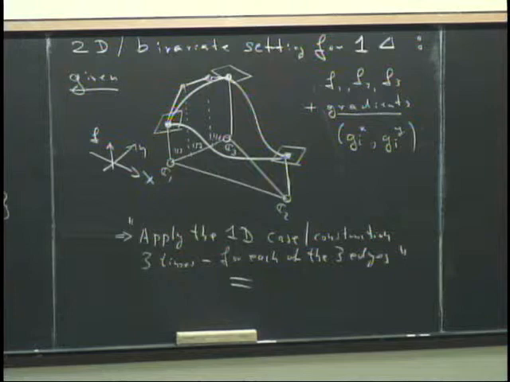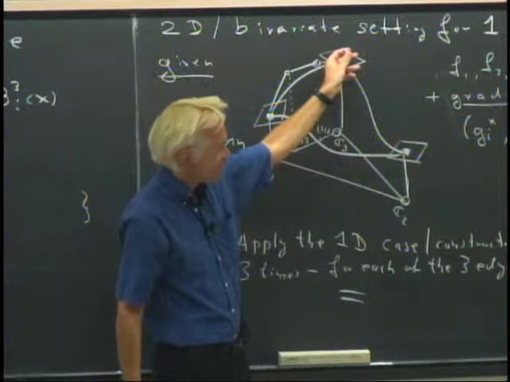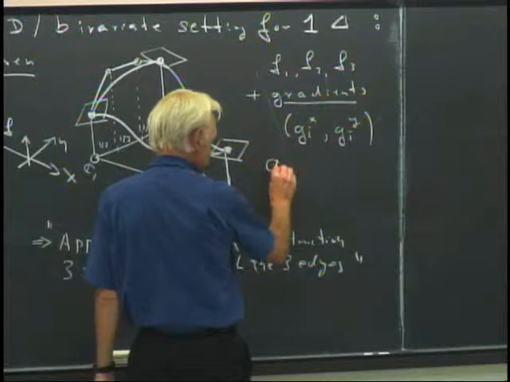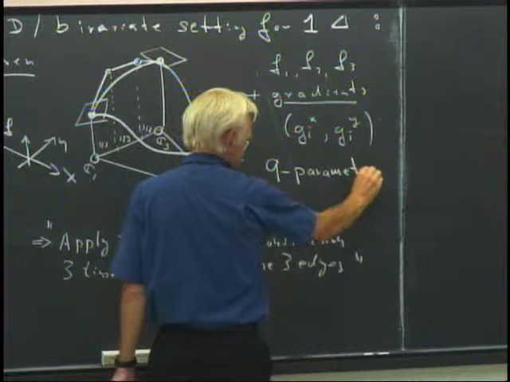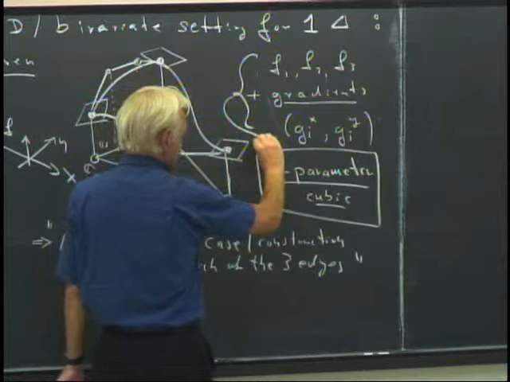This construction also has a name. How many pieces of information are there? One, two, three function values, plus three times two. So there are 9 pieces of information. That's the way to think about it, and that's why this is called the 9-parameter cubic patch. Again, why? Because this is the input that's feeding the construction.